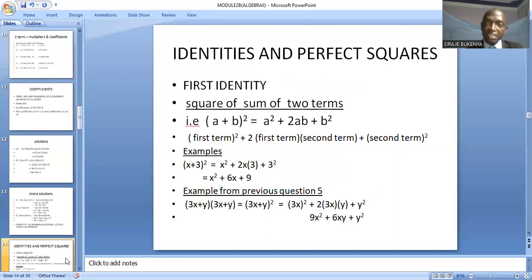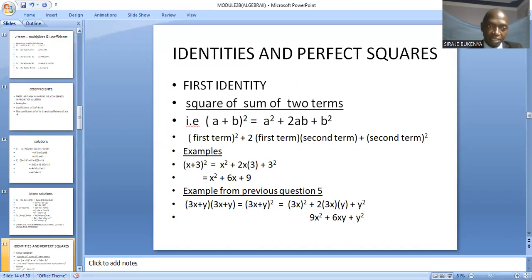Then identities and perfect squares. The first identity is a square of the sum of 2 terms. So a plus b all squared is a square plus 2ab plus b square. That means the first term square, plus 2 times first term times second term, plus second term square. So that is how we use that identity. And you can use the previous examples to show this. This is how you do it.